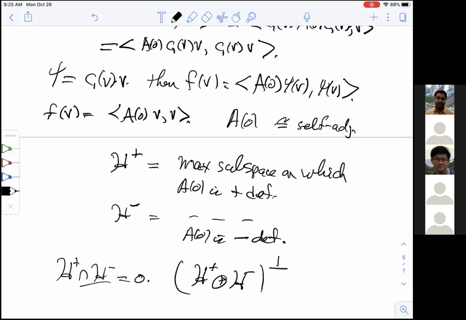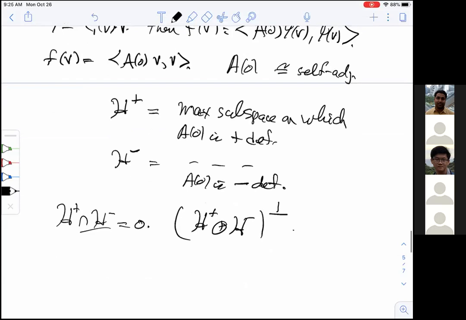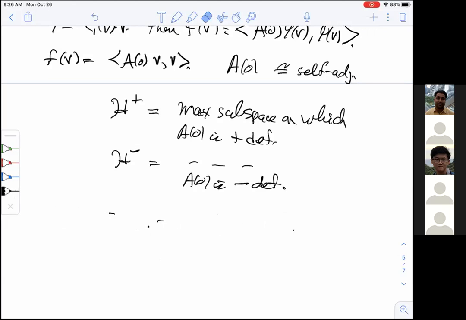If you have a vector W that's perpendicular to both of them, then A naught of WW... I don't want to do that argument because I can't sort it out right now. So I claim without proof that H is H plus plus H minus. And A restricted to H plus or minus is positive or negative definite.